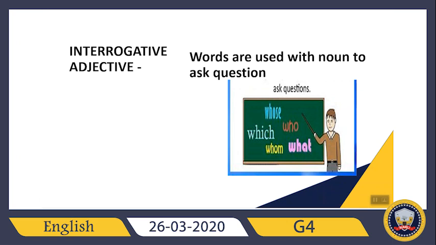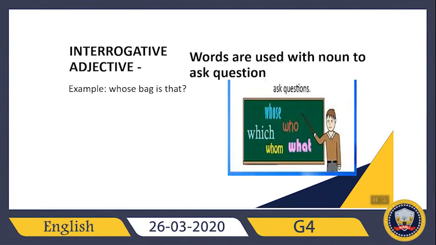Let's take an example. Example 1. Whose bag is that? Can you see the word whose? Whose bag is that? It shows what? It shows you are asking what? A question. Whose bag is that?